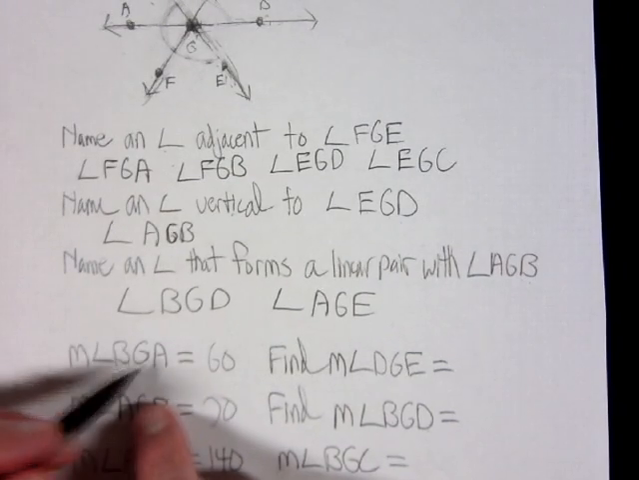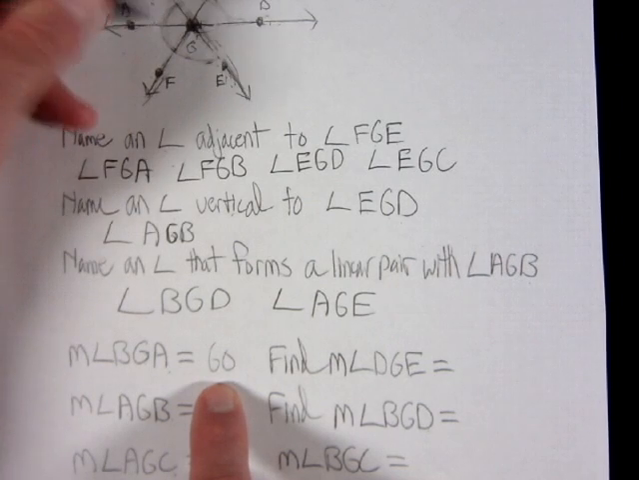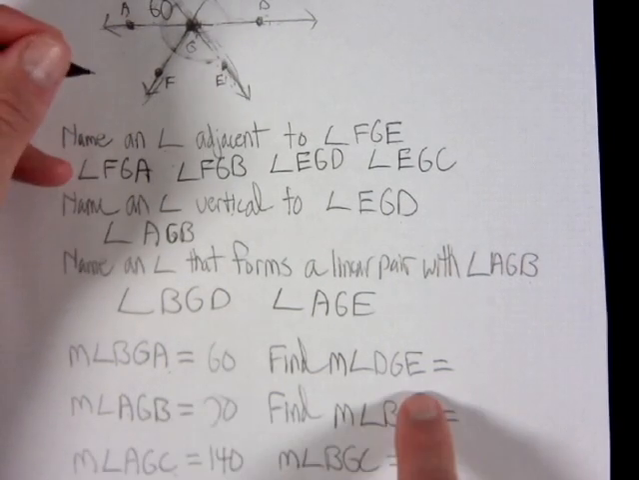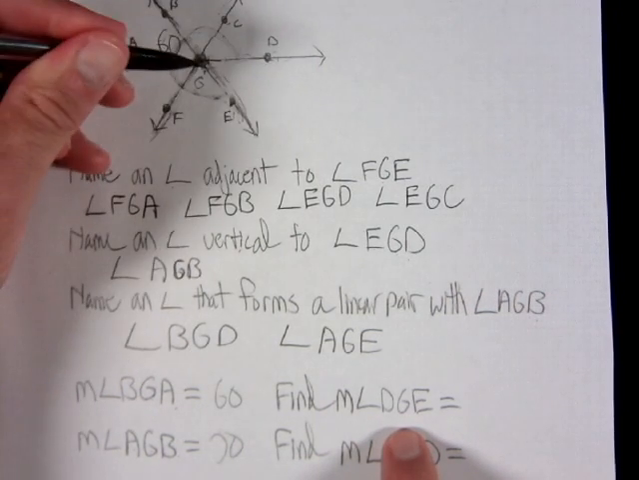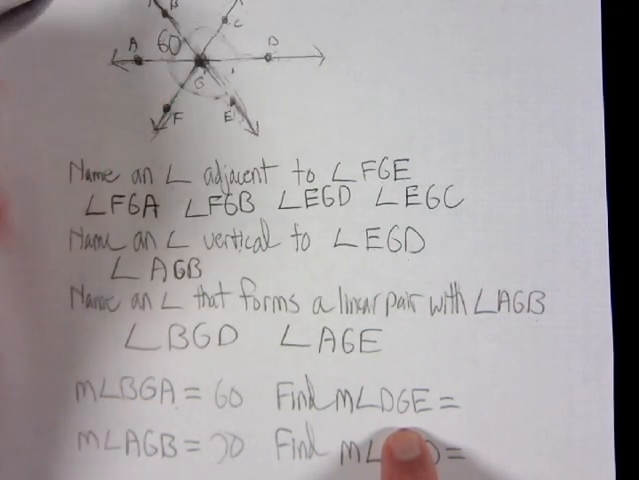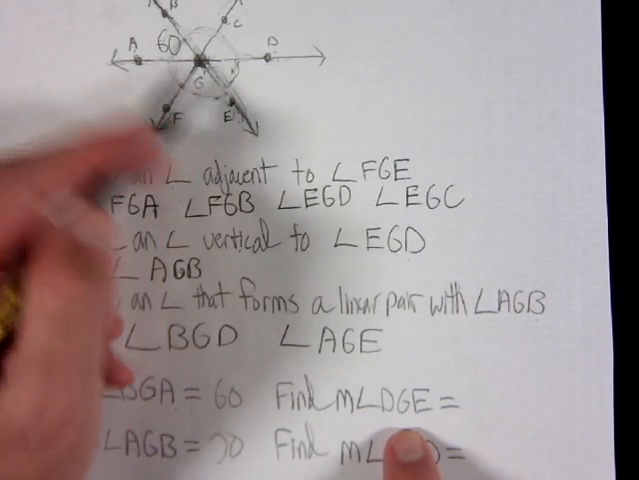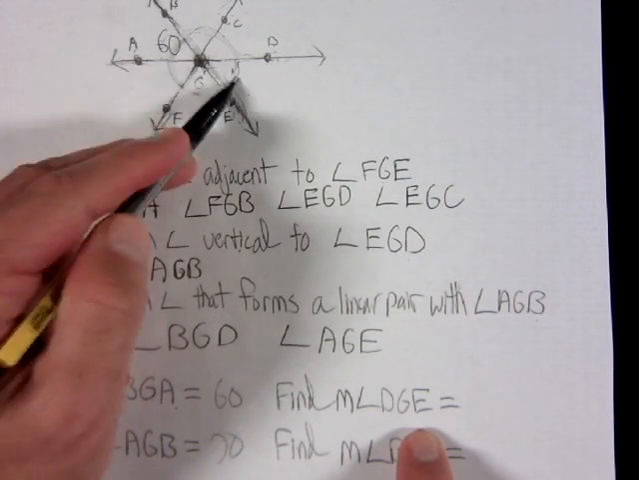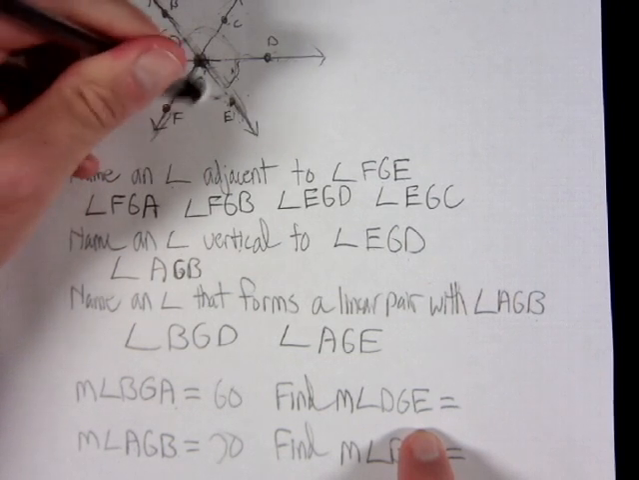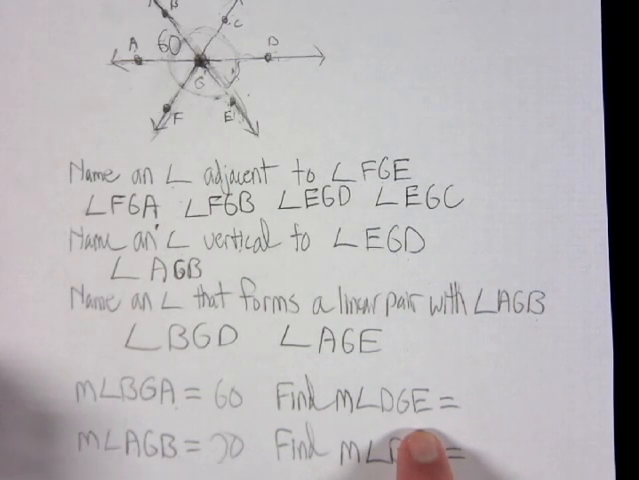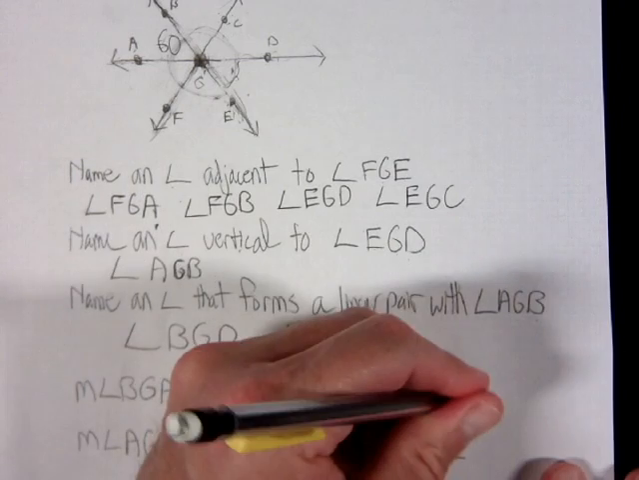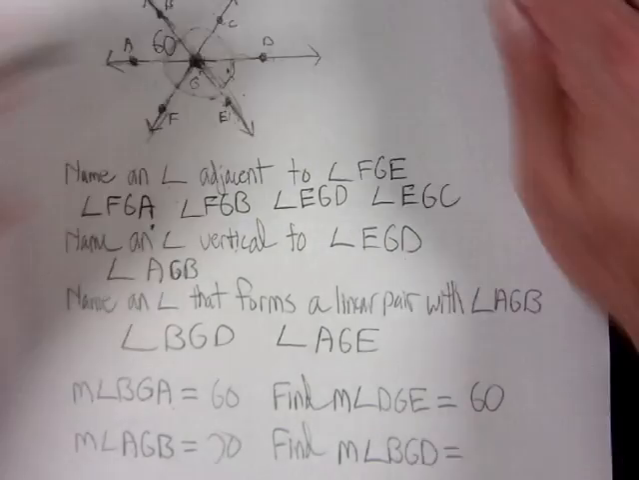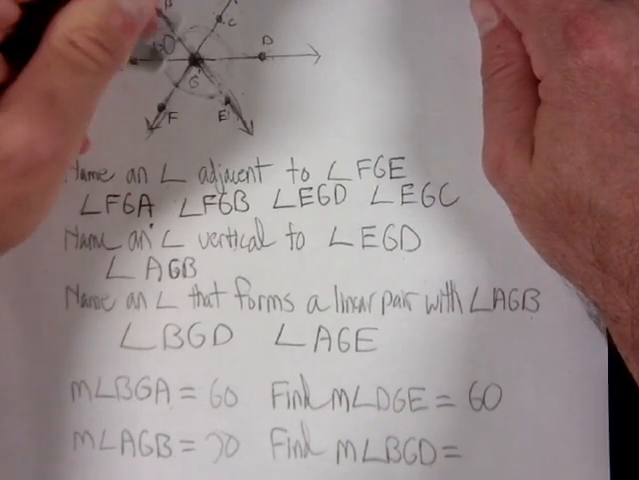The remaining questions have to do with angle measure. And so let's take a look at those. If BGA is 60 degrees, the question is, what's the measure of DGE? Well, DGE is here. And what do you notice about these two angles? Well, you should notice that they are vertical. And remember what we wrote down on the other page, vertical angles are congruent. They have the same measure. So if this angle is 60 degrees, then the vertical angle to it should also be 60 degrees. So 60 is your correct answer there.